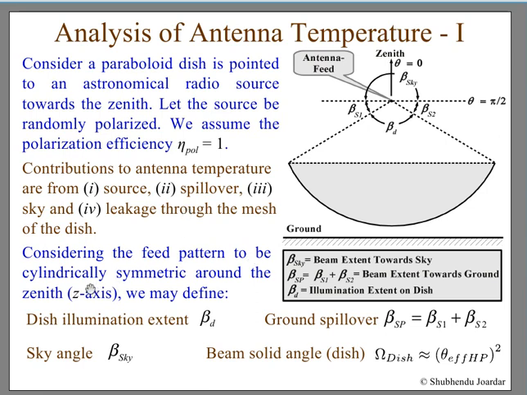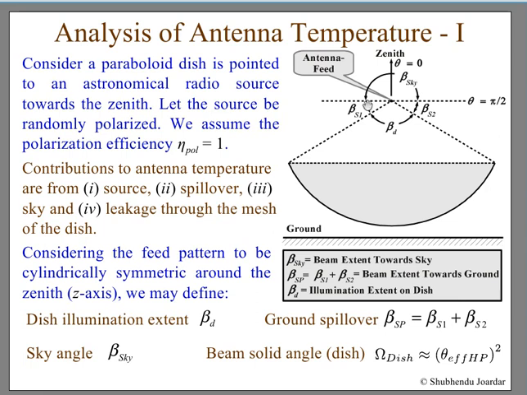Considering the feed to be cylindrically symmetric around the zenith, we may define. What I am saying is that you can think of these angles as being in one plane. You have seen this one, it is cylindrically symmetric, so it is symmetric with the dish. In any direction, around this axis, the dish is symmetric, and I am assuming all these angles are also symmetric along this axis. That is why it is called cylindrically symmetric around the z axis.